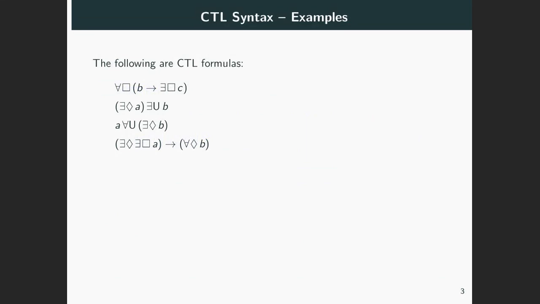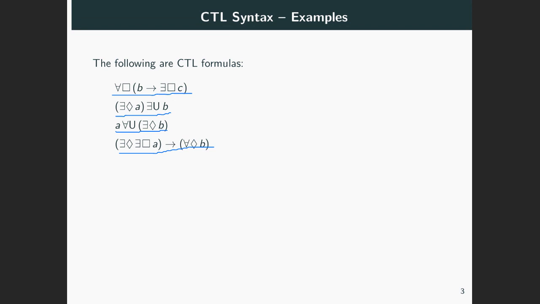Here are some examples of CTL formulas. This is for all always, B implies there exists until C. This is there exists until A, there exists eventually A, there exists until B. This is A for all until there exists eventually B. And this is there exists eventually, there exists always A, implies for all eventually B.